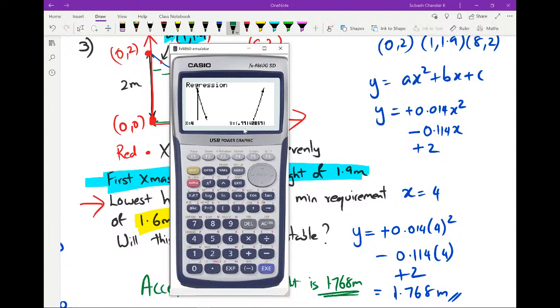That's a really good point, because our answer here was 1.768. So if you go into copy, you're talking about copy, right?